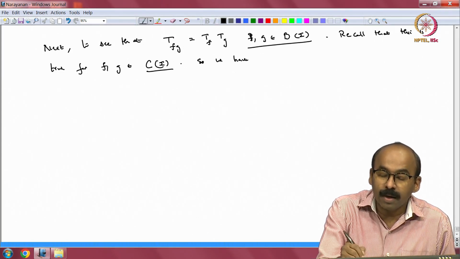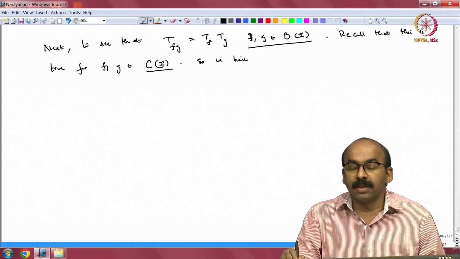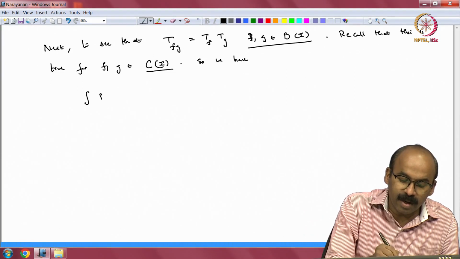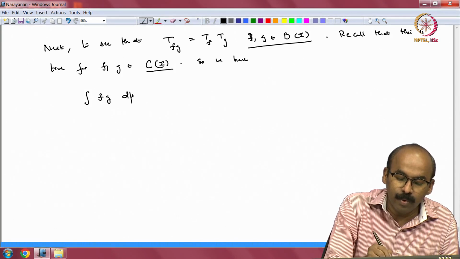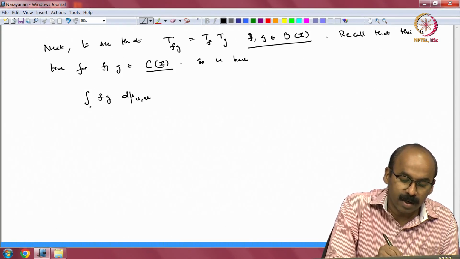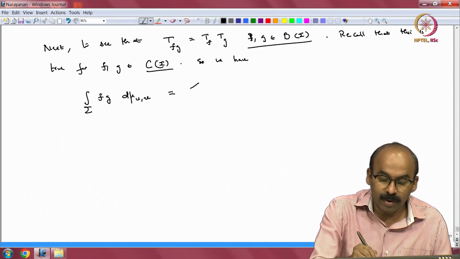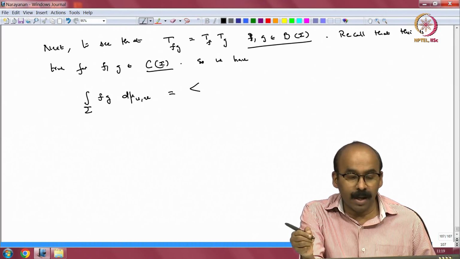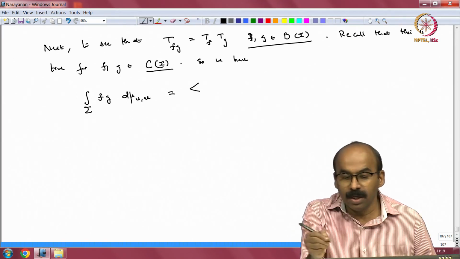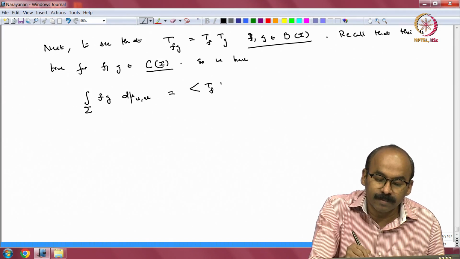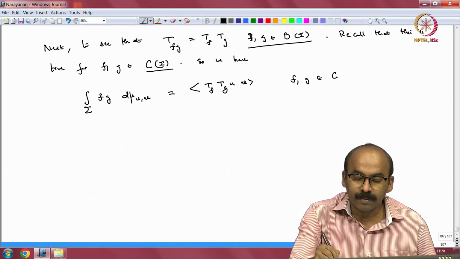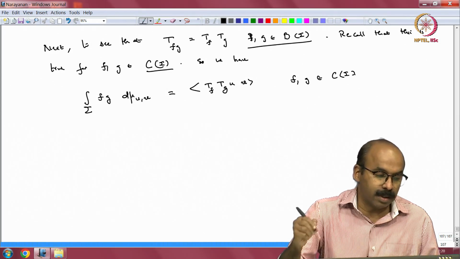So, use the continuous functions first. So, you take f and g in C sigma. So, I will have integral over sigma of f g d mu u v, right. This is equal to, well, it is T sub f g, but f and g are coming from continuous functions. So, it is simply T f T g, right, as long as f and g are continuous. Okay. So, that much is Gelfand theory.